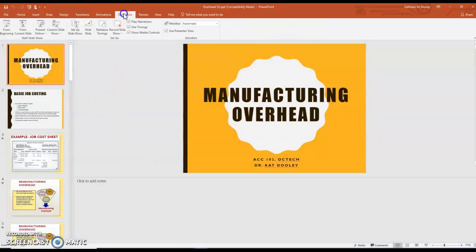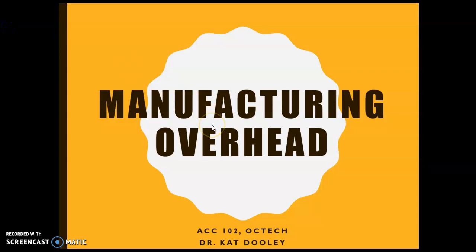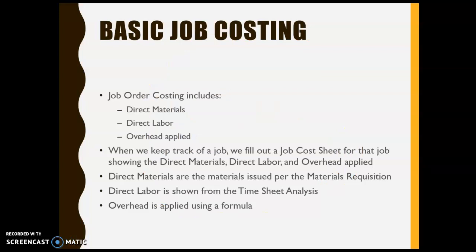Right, let's take a look at manufacturing overhead and how to calculate it. So we know that job order costing, or any type of costing, includes direct materials, direct labor, and any overhead. And overhead, of course, includes the indirect materials, the indirect labor, as well as various other things.